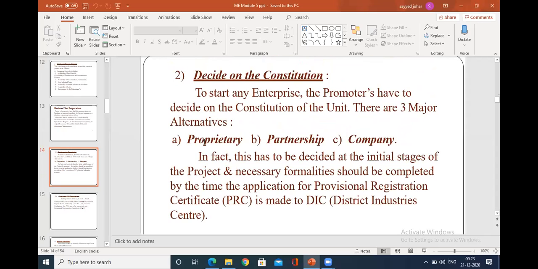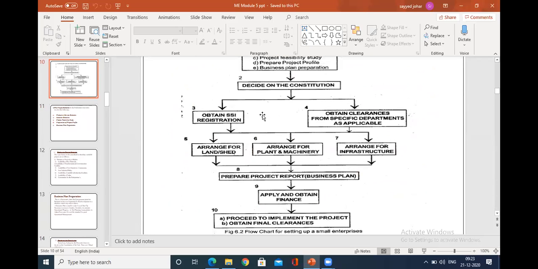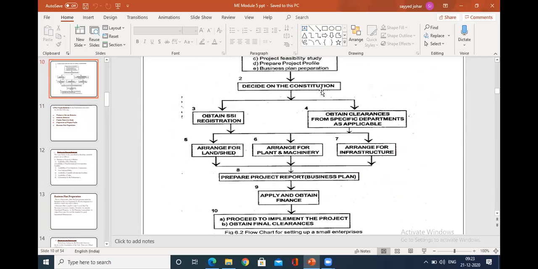So third is a decision on the constitution. Decide on the constitution. It depends upon the, see, all of you, diagrammatically. So we have a registration. Second point is decide on the constitution. So from here we have subdivisions. Obtain SSA registration, obtain the clearance from the specific department application.